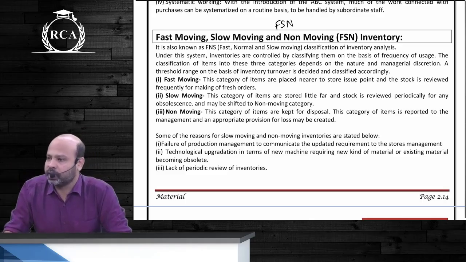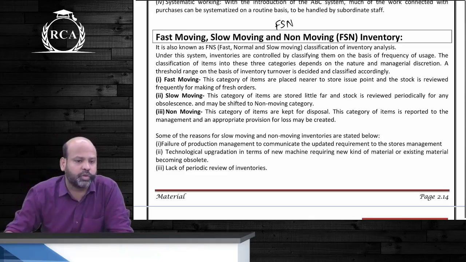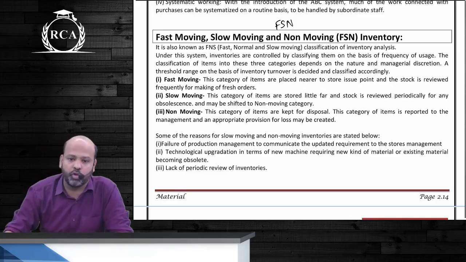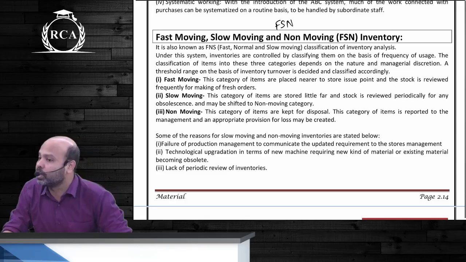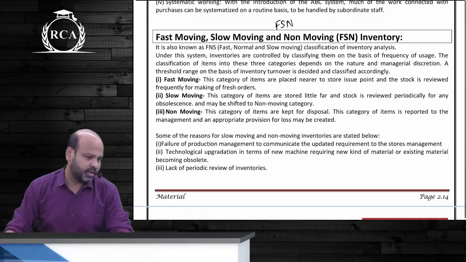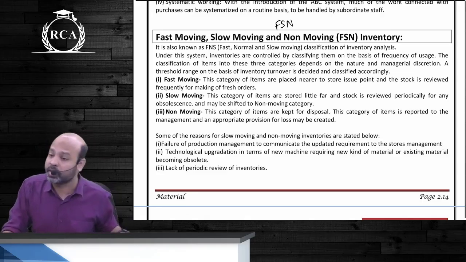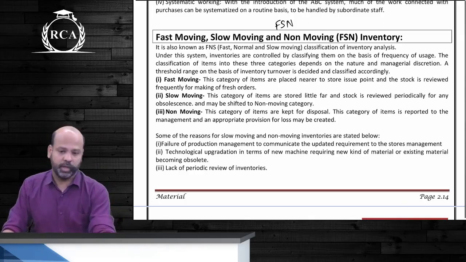Non-moving items, guys, are those that are no longer required. Because they are no longer required, what should the organization do? Sell them. But we have to also ensure, guys, that the slow moving items do not become non-moving items. Why do items become slow moving or non-moving? Either the technology has changed that we no longer need the materials. Possible hai nahi hai. You purchase materials, but then all of a sudden there has been a change in the demand based on the new demand for the new product. The old material that was purchased is no longer required.